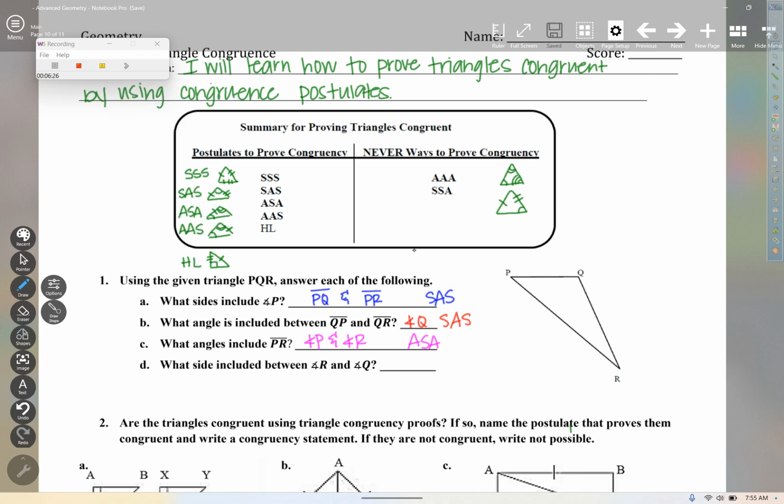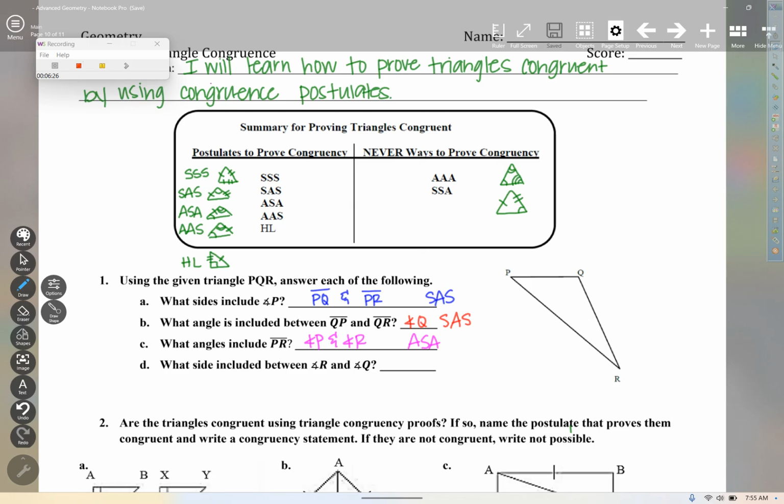Next, part D, it says what side is included between angle R and angle Q? So I have angle R, so an arc mark because it's an angle. Angle Q, which is two arc marks because it's a different angle. And then what's the side that connects those two? Well, RQ or QR connects it, and since that's a side, it gets a tick mark, right? And then if we go around our triangle, we have angle, side, angle. So that one's also angle, side, angle. QR or RQ is my side, and that was angle, side, angle.